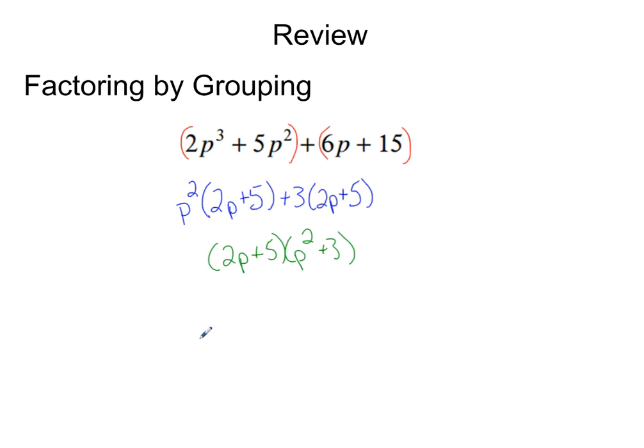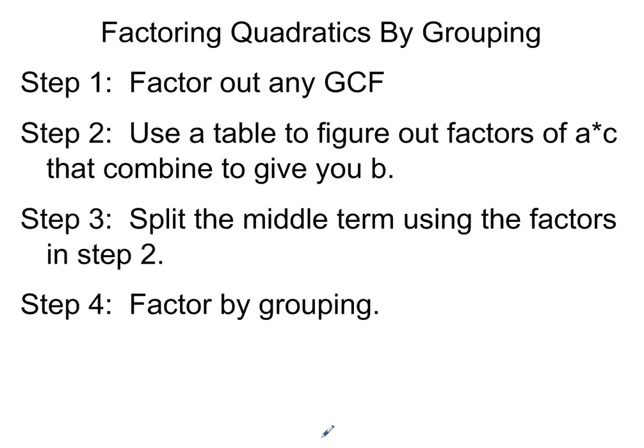Now, a quadratic trinomial in standard form looks like something times x squared plus something times x plus something else. So the problem that we'll have to start out with is that there's not 4 terms, so we can't group pairs. Alright, so what we're going to do is we're going to split up this middle term using these steps.